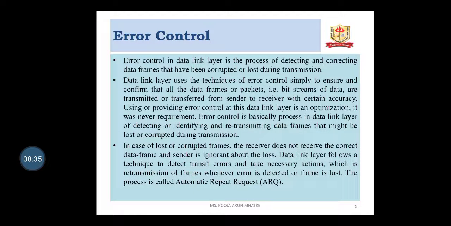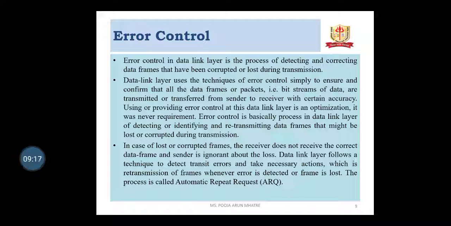Error control. Error control in the data link layer is the process of detecting and correcting data frames that have been corrupted or lost during transmission. The data link layer uses the technique of error control simply to ensure and confirm that all the data frames or packets, that is bit streams of data, are transferred from the sender to the receiver with a certain accuracy. So providing error control at the data link layer is an optimization. It was never a requirement.